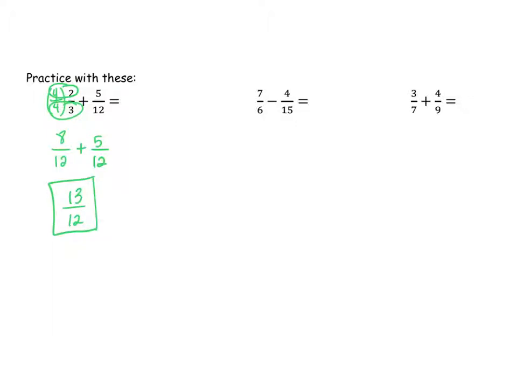6 and 15, again, I can multiply those and get a common denominator of 90. That's fine. Or I can note that they both actually go into 30 as well. So multiply the first one over by 5 over 5 and the second one by 2 over 2. So 35 over 30 minus 8 over 30. 35 minus 8 is 27 over 30. 27 and 30 are both divisible by 3, so I can reduce that down to 9 over 10.